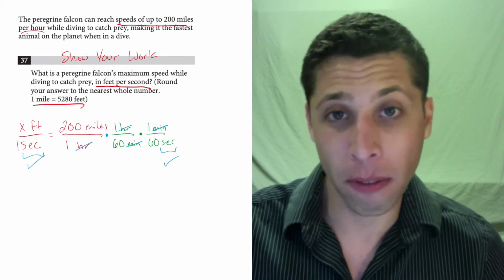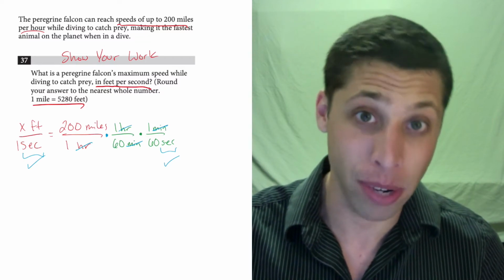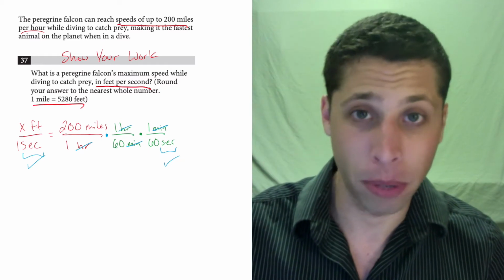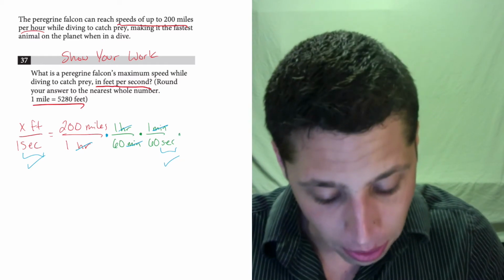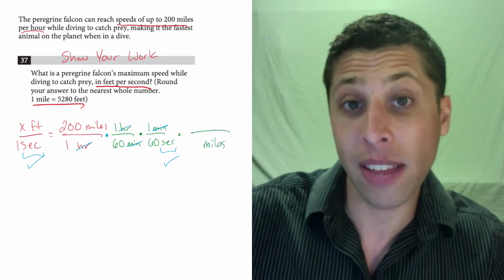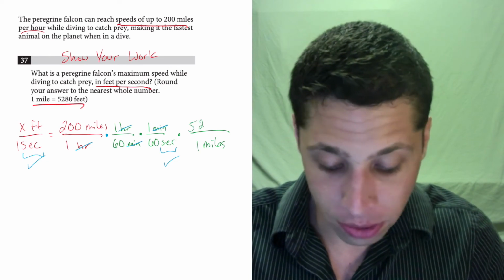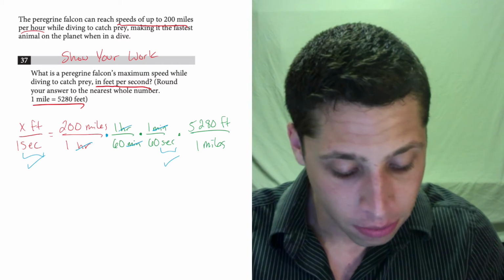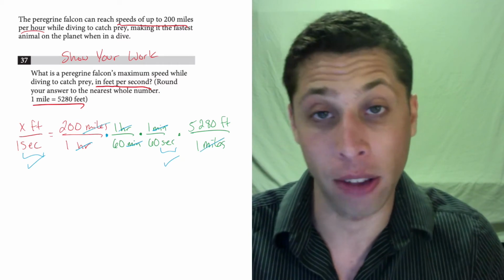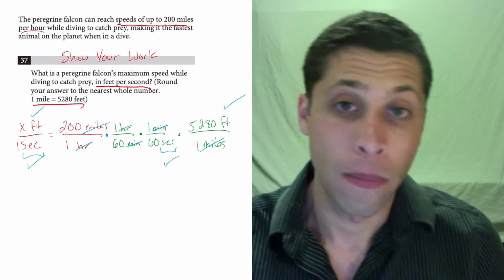I also need to solve the problem, though, on the tops, right? Because I don't want miles on the top, which is what I have right now. I need to get rid of that and have feet on the top. Well, that's okay, too. I can use the same exact principle, except this time I want something that's going to put miles on the bottom, right? And look, they gave that to me in the question. 1 mile is equal to 5,280 feet. So this lets me do the same thing. It crosses out miles because there's a miles on the top and a miles on the bottom, and it leaves me with feet, which is the unit I wanted.